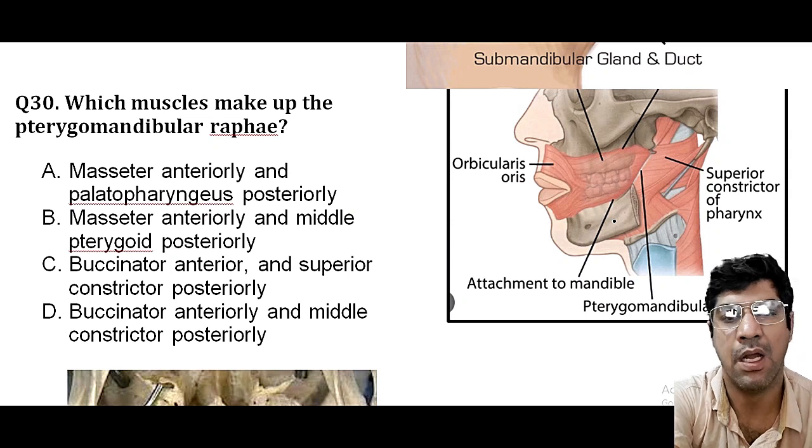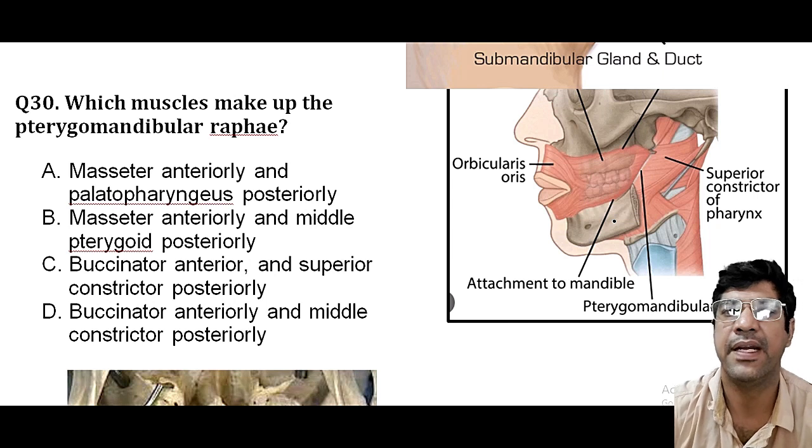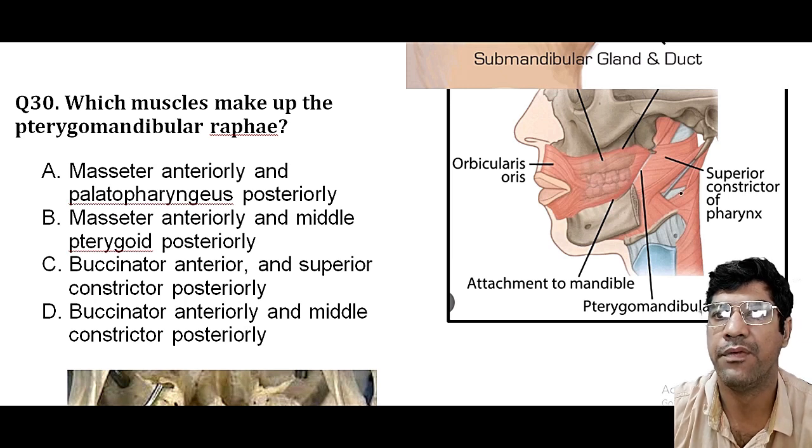Moving to the next question, which muscles make up the pterygomandibular raphe? The pterygomandibular raphe is made up of tendinous fibers. This raphe would give anterior attachment to fibers of the buccinator muscle.